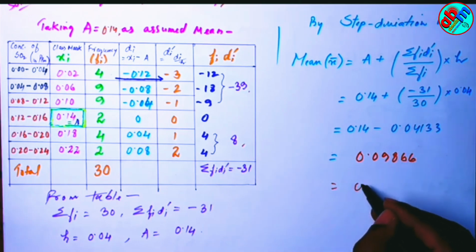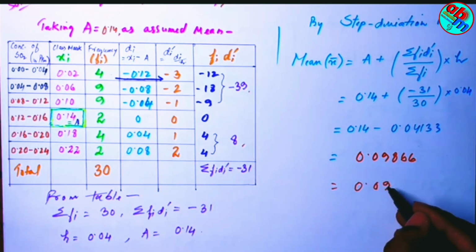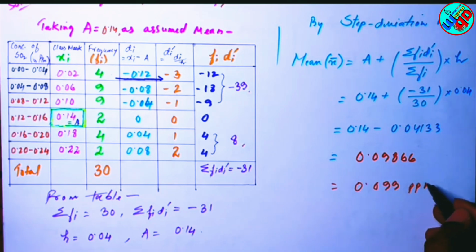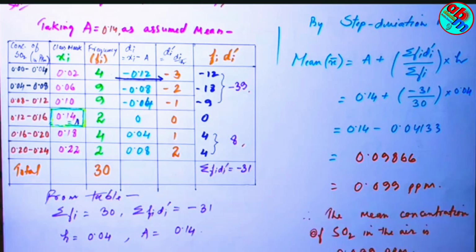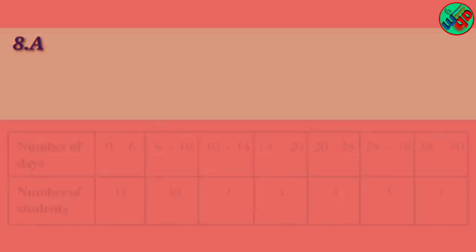Approximately we can write this as 0.099 ppm. Thus, therefore, mean concentration of SO2 in the air is 0.099 ppm. This is our answer. Here we have a question.